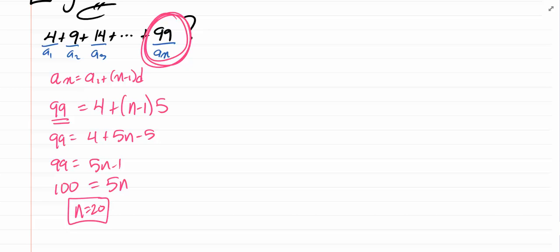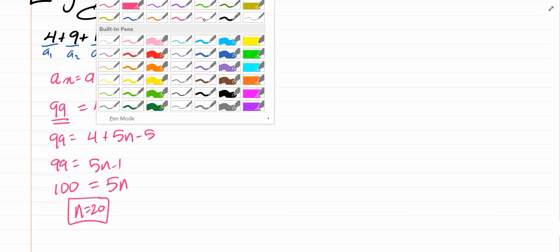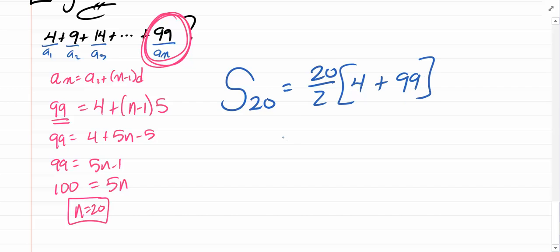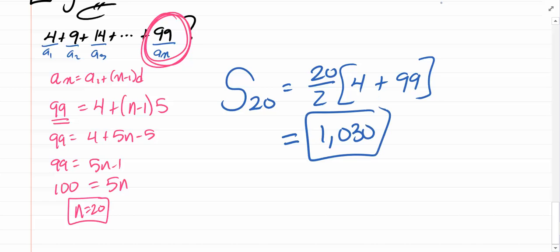Because now you can have the sum of the first 20 terms is 20 over 2, first term which is 4, last term which is 99, and when you run that through the calculator you get 1,030 as a sum. Who's heard of summation notation before? Yes, 2 people have? Awesome.